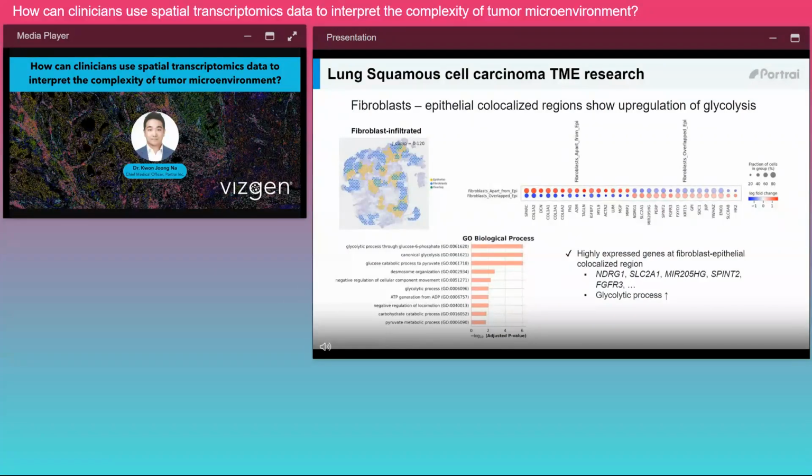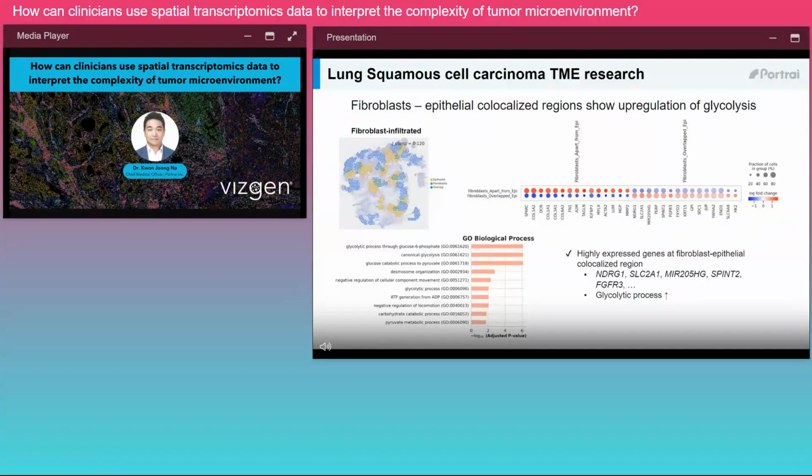We conducted another study using NGS-based spatial transcriptomics Visium to examine how fibroblasts and cancer epithelial cells co-localize within the tumor microenvironment. Our analysis shows that fibroblast and epithelial cell co-localized regions exhibit upregulation of glycolysis in lung squamous cell carcinoma. On the left, we have a spatial map, the Visium data, indicating regions where fibroblasts in green color and epithelial cells in blue color overlap in yellow color.